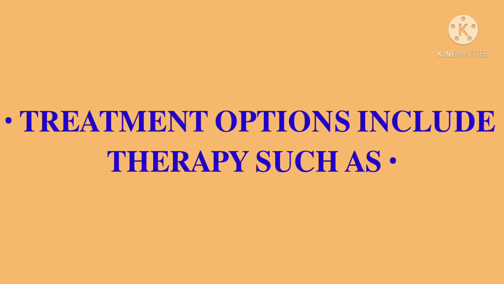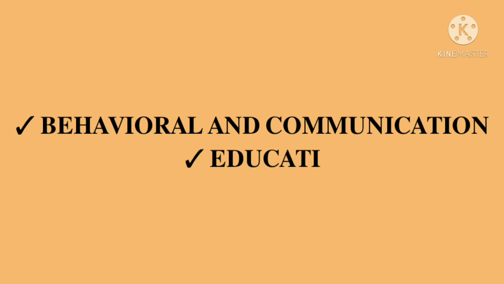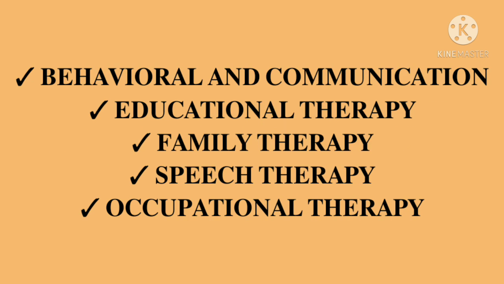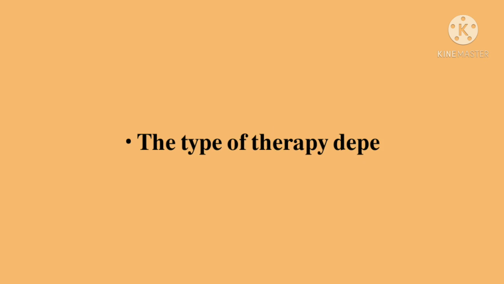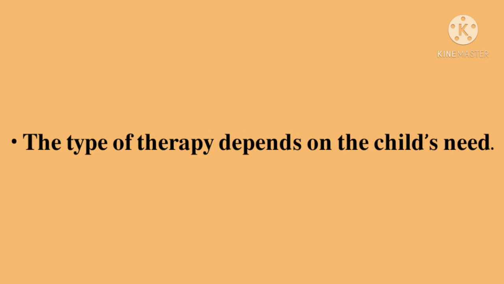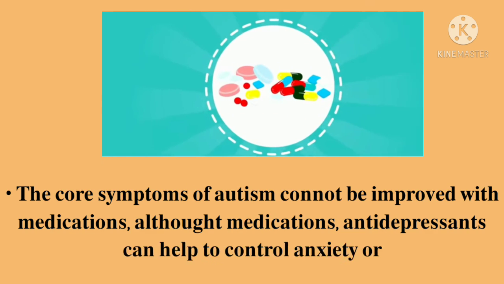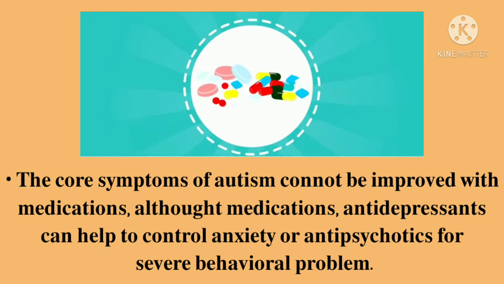Treatment options include therapy such as behavioral and communication therapy, educational therapy, family therapy, speech therapy, and occupational therapy. The type of therapy depends on the child's needs. The core symptoms of autism cannot be improved with medications, although medications such as antidepressants can help to control anxiety, or antipsychotics for severe behavioral problems.